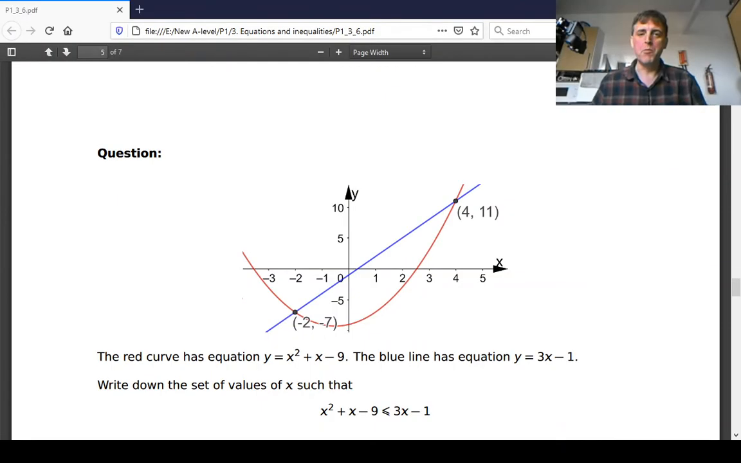And there really isn't much more to this section of the chapter. The only thing that could happen is we could end up with slightly more complicated graphs to look at here and slightly more complicated inequalities to deal with. I've put a question on the screen where we've got a quadratic curve and a line there as well. And I'd like you to just pause the video and see if you can write down the answer to this one, please.